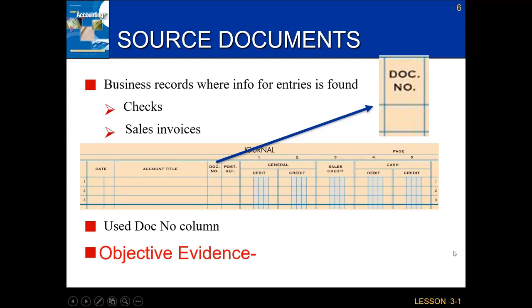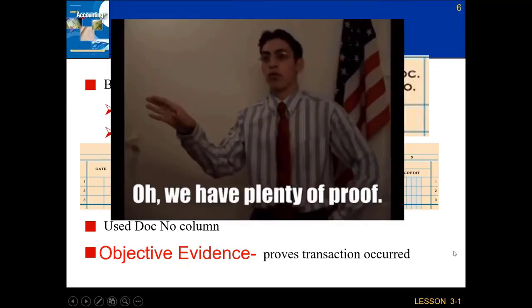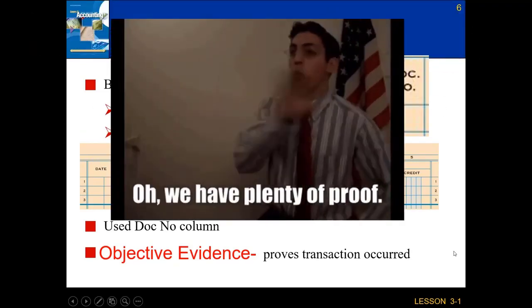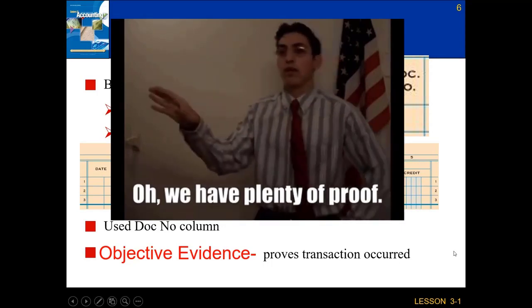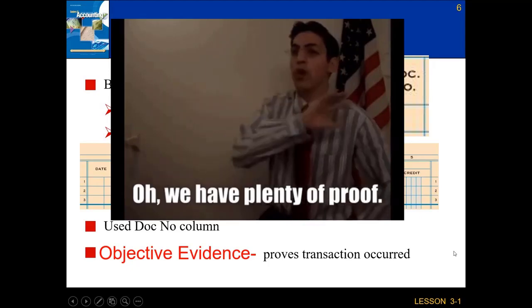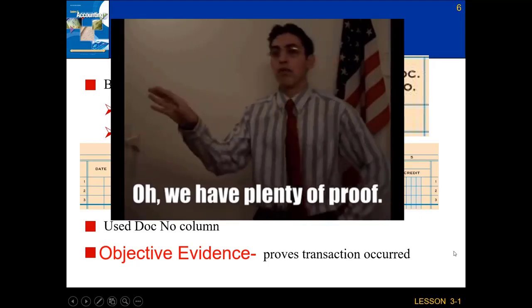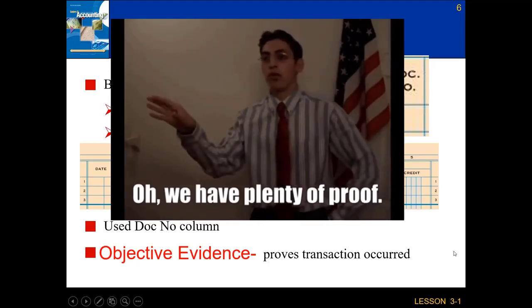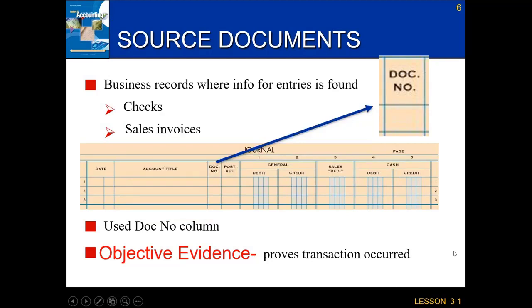Now you might be like, well, why the heck does this matter? So source documents are what we consider objective evidence, or they're actual proof that the transaction occurred. So it's not just your word, it's physical proof that you can show if you ever get audited, or if the government is like, well, where the heck is this money coming from? That's where you're able to pull out the source document. So at this point, we're going to break down each one of those 5 source documents and show how you would record that in the document number column on the journal.